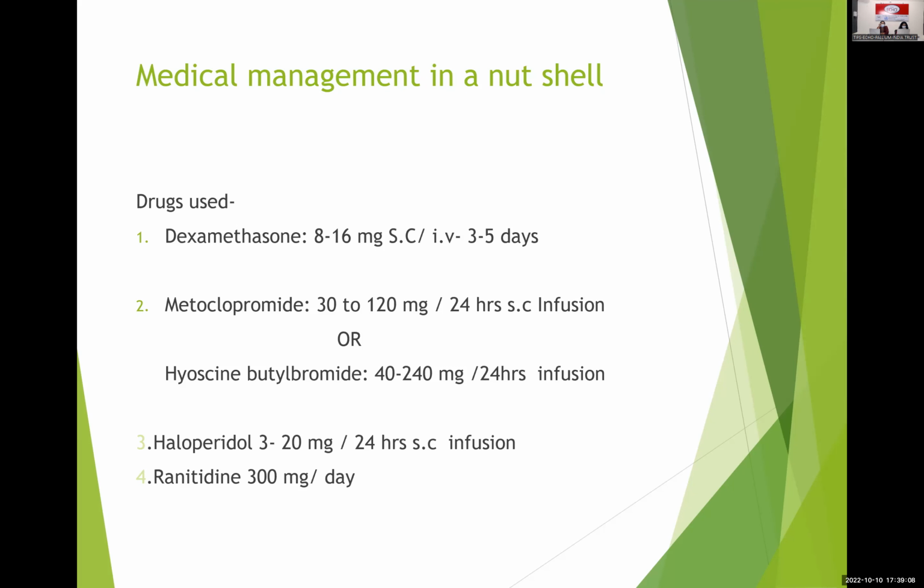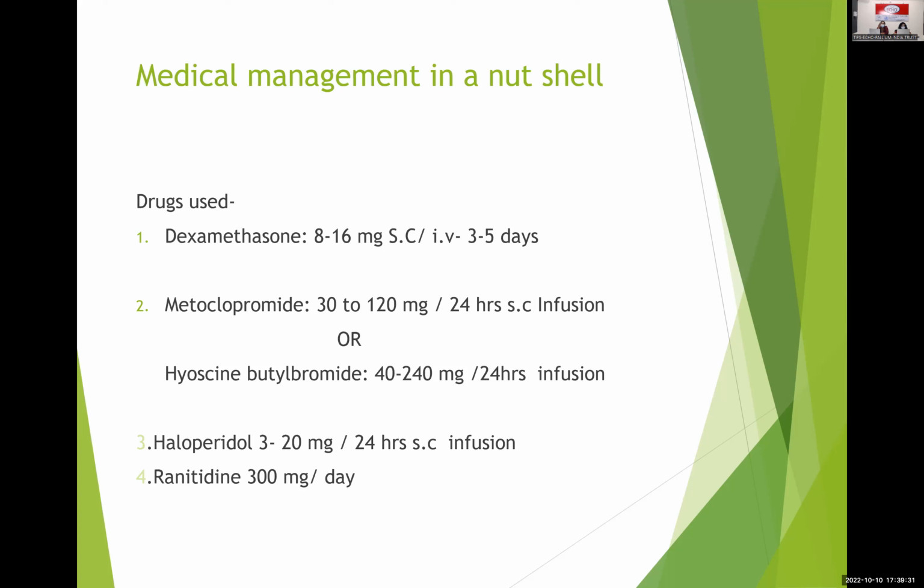Now, the medical management, this is how your prescription should look. First thing on your list is dexamethasone. You can start from 8 or go up to 16 or even more as required, depending upon the case. You have to give it for a trial period of 3 to 5 days. Next thing on your list is metoclopramide.